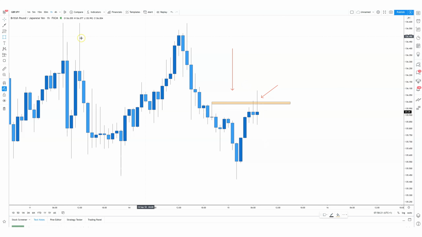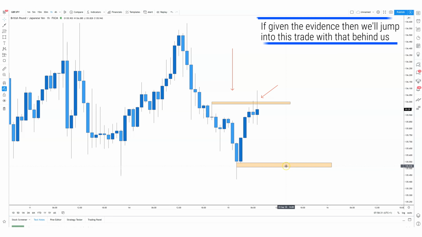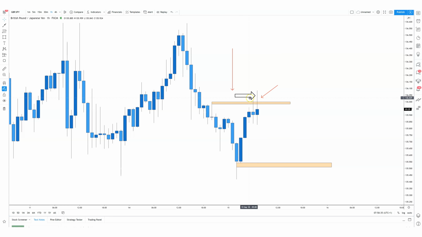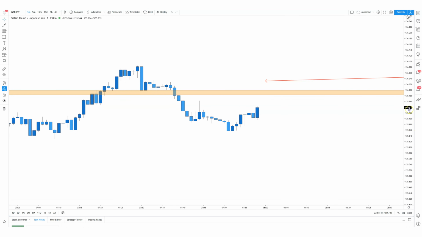Now, in terms of what the actual structure is doing as targets, I want to see price getting down to some of these lows here so we can complete this push phase, pull back, lower high continuation. And given the evidence, we'll jump into this trade with that behind us. Plus, with these wick rejections, that will suffice. Now, how do we enter this trade based on all of that information we've gathered?